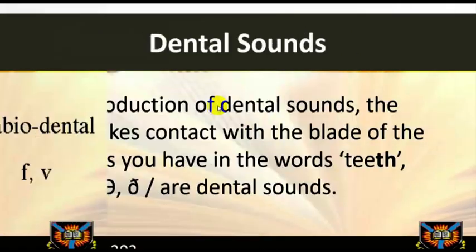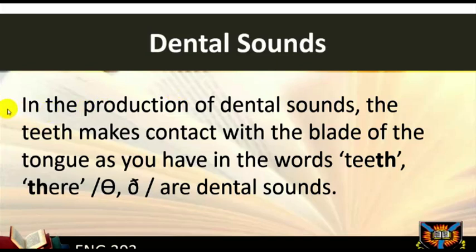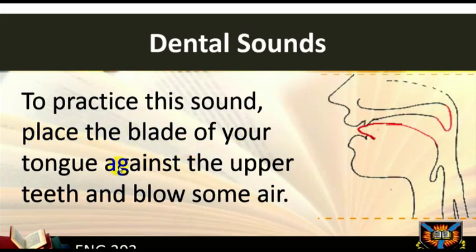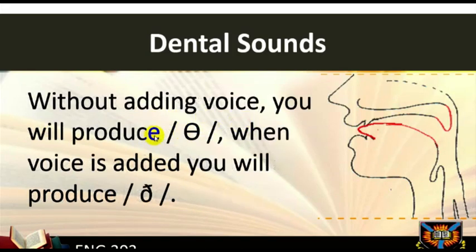Dental sounds. Do not forget, dental means teeth. In the production of dental sounds, the teeth make contact with the blade of the tongue, as you have in the word teeth. These are dental sounds. Dental sounds should be practiced with seriousness by Nigerian learners of English because they are problematic for many. To practice this sound, place the blade of your tongue against the upper teeth and blow some air. Without adding voice, you will produce the voiceless dental sound. When voice is added, you will produce the voiced one.